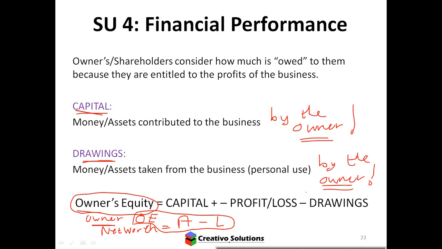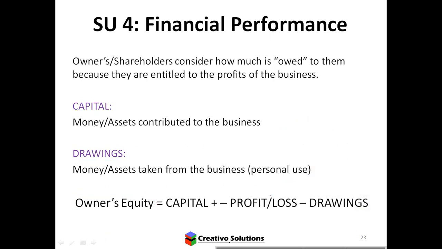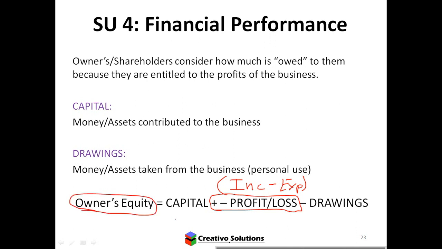Right, and you've got this equation. Earlier we spoke about the calculation of profit. Do you remember what it is? Income minus expenses. So I could substitute that into this. And that's why earlier I spoke about owner's equity comprising of how many accounts? Capital plus income minus expenses minus drawings. That's why you've got those 4 accounts, because 2 of those accounts make up the profit or loss. The other 2 are owner-related accounts.